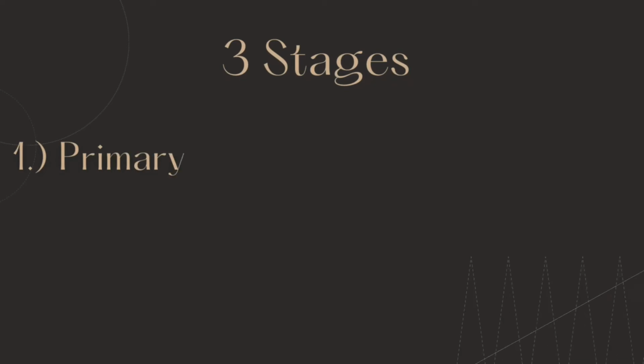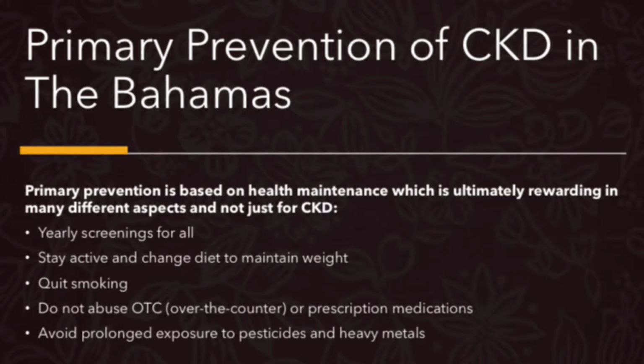Now I would like to talk about how to prevent CKD in 3 different stages. You have primary, secondary, and tertiary prevention. Primary prevention is based on health maintenance, which is ultimately rewarding in all different aspects of life. And I want to use an analogy. So we have our vehicles. Most Bahamians like to drive a nice little Honda. They put rims on it, they change the color, they get a detail, they check the inside, make sure that the engine oil levels are there, and that it has coolant and so forth.